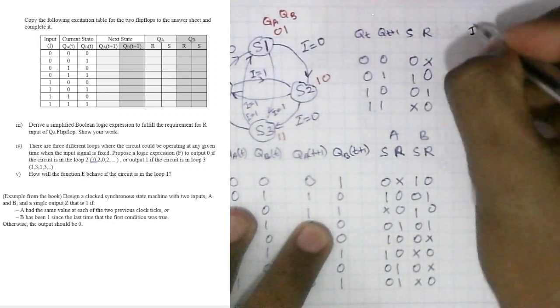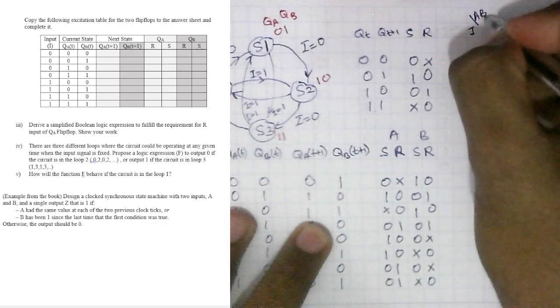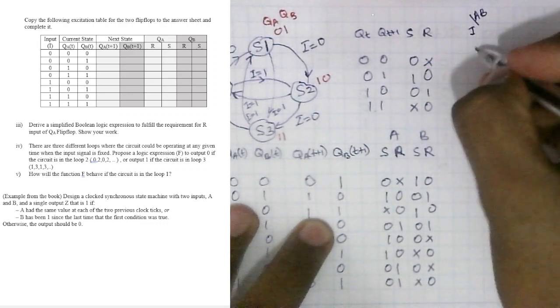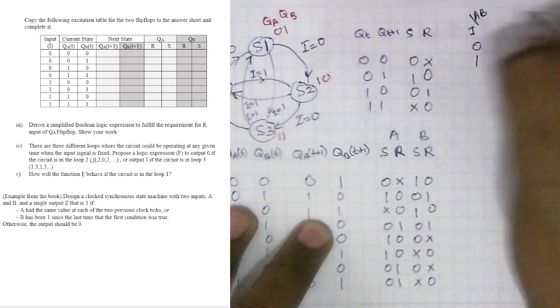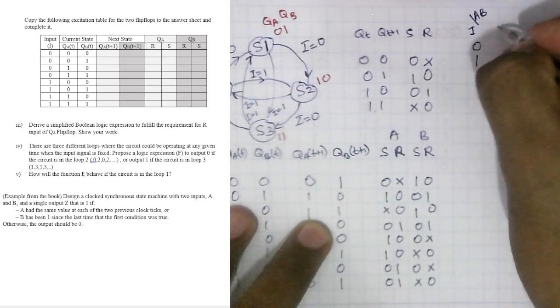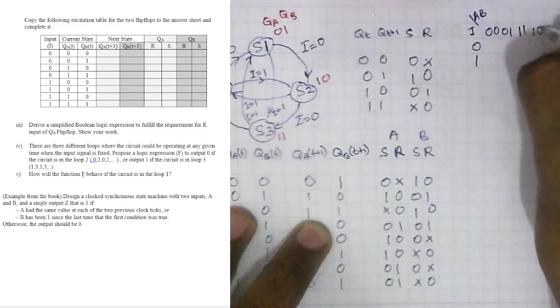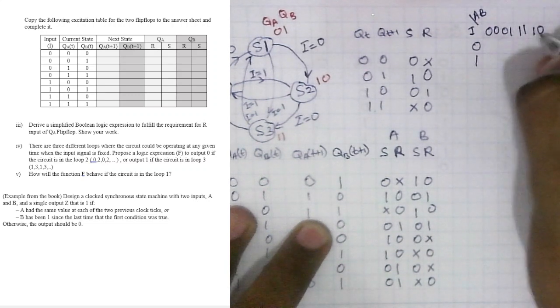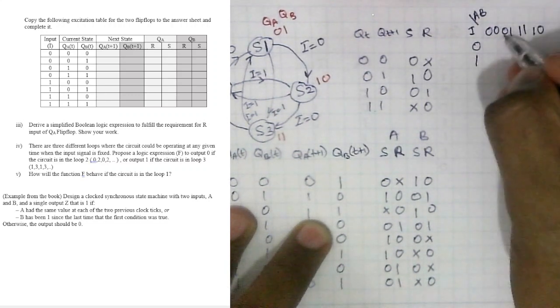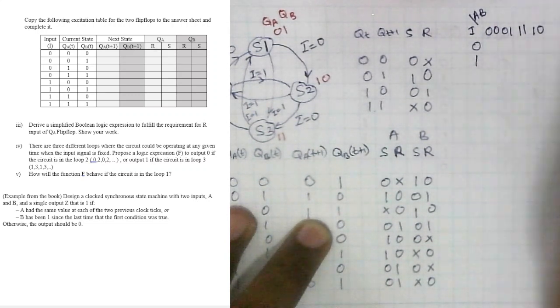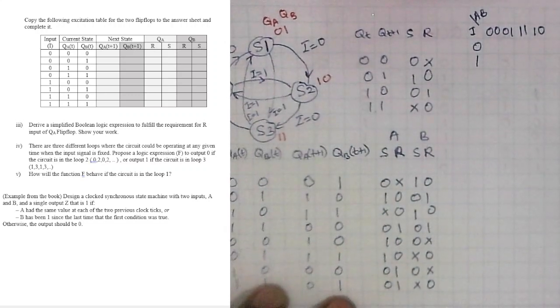So I, A, B. There are three variables, so I will be using a three-variable K-map. I could be 0 or 1. AB could be 00, 01, 11, 10, right? As you can see, it is wrapping around because we need to change only one bit at a single adjacent position in this K-map.